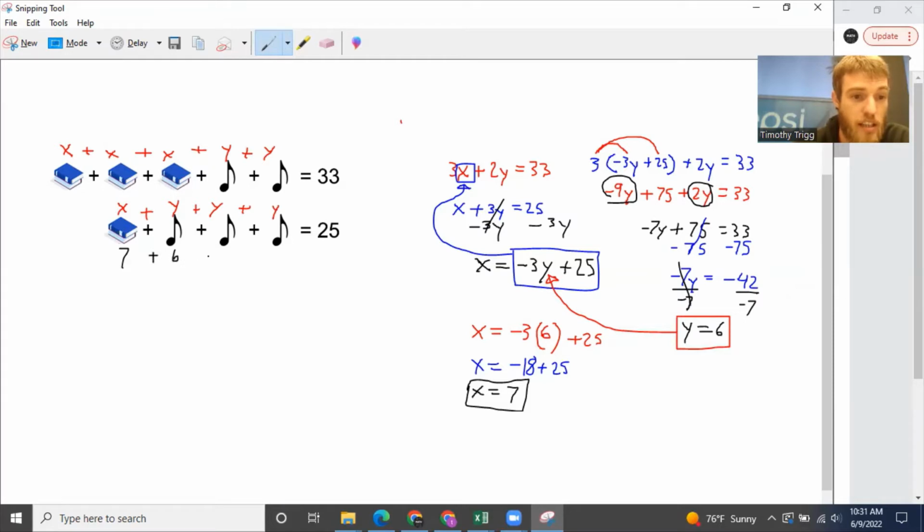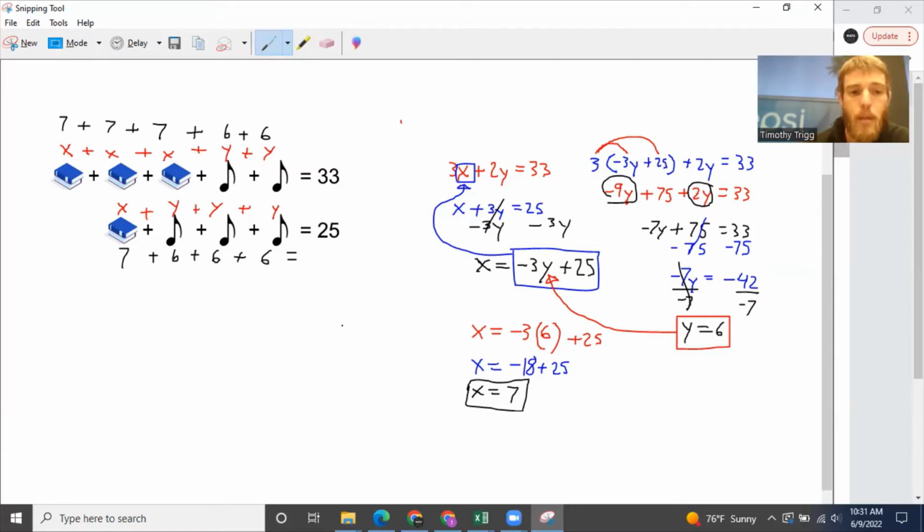And you could check to see it's true, right? I could see that 7 plus 6 plus 6 plus 6. Well, that does give me 25, doesn't it? You could check. Similarly, in the top equation, it also works. If I know that my x's are 7, 7 plus 7 plus 7, 3 piles of books, plus 6 plus 6, well, that'll give me 33 as well.